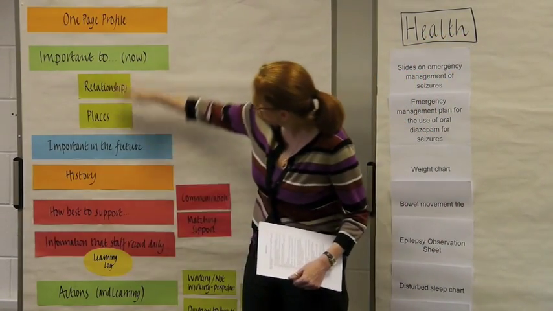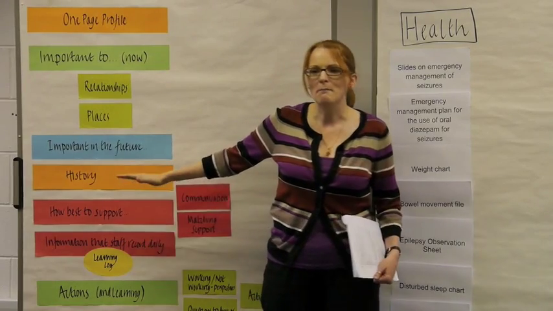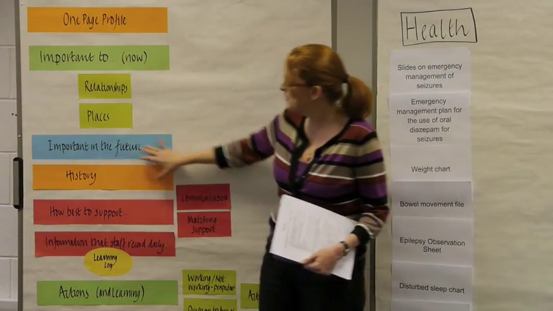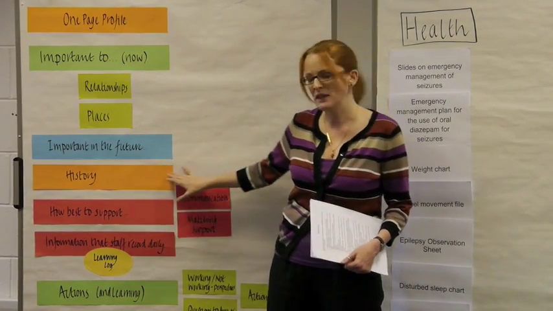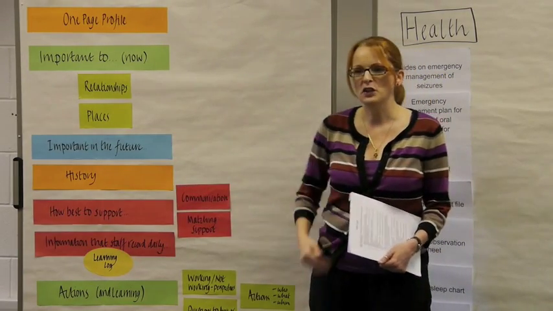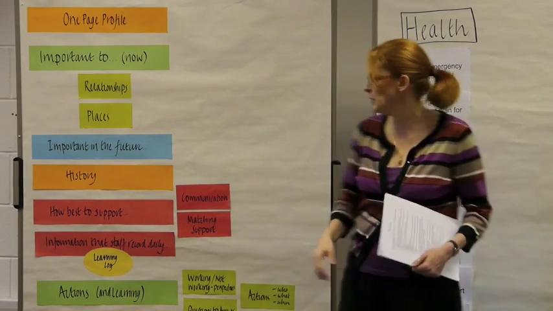So that is the section there that reflects what matters to the person, their lifestyle choices and preferences, what they're hoping for in the future, and where they've been in the past. And then the next section here is all the information that we have about how best to support the person.